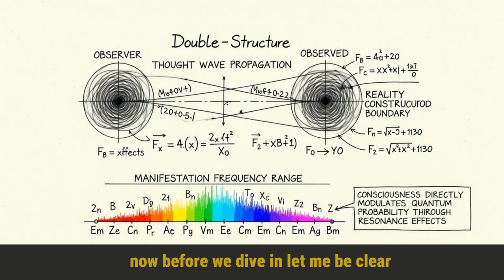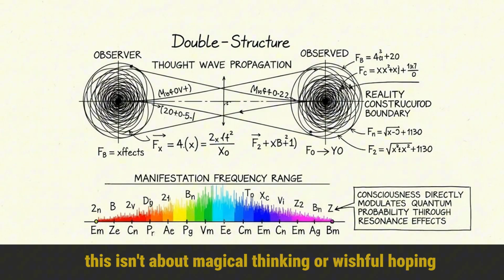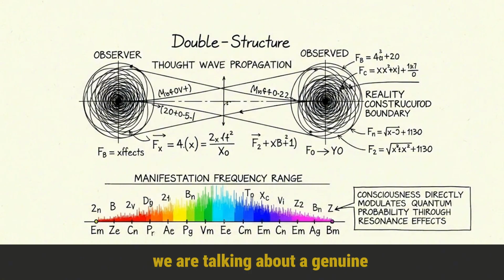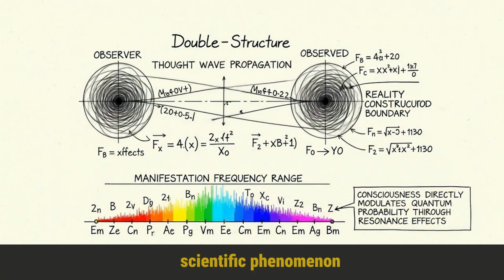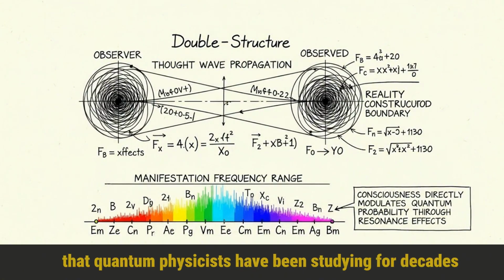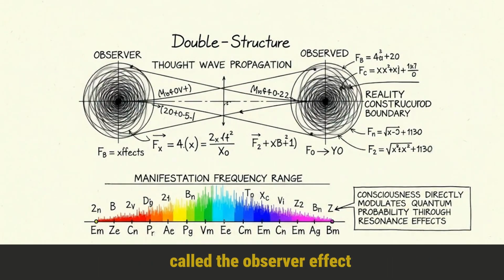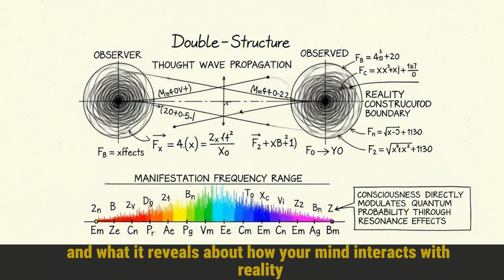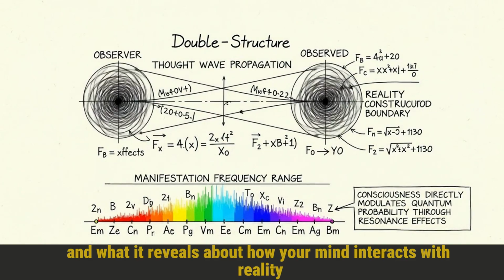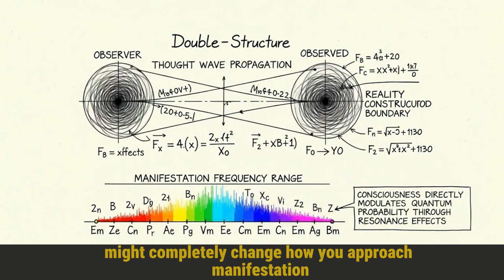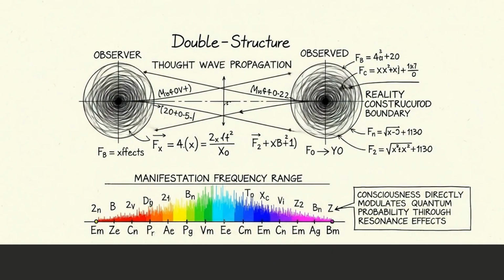Now, before we dive in, let me be clear. This isn't about magical thinking or wishful hoping. We are talking about a genuine scientific phenomenon that quantum physicists have been studying for decades, called the observer effect. And what it reveals about how your mind interacts with reality might completely change how you approach manifestation.